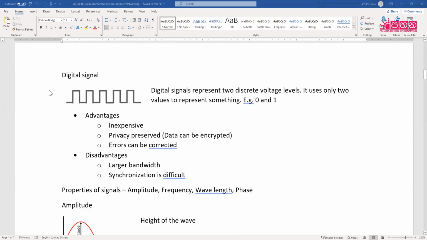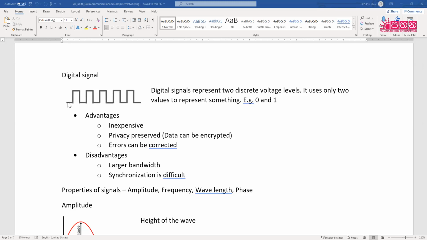Now, the next one is digital signals. As the name says, in digital you have two different states. You can think of it here: this is the timeline, and this is the height. You can say you have two levels, low and high.